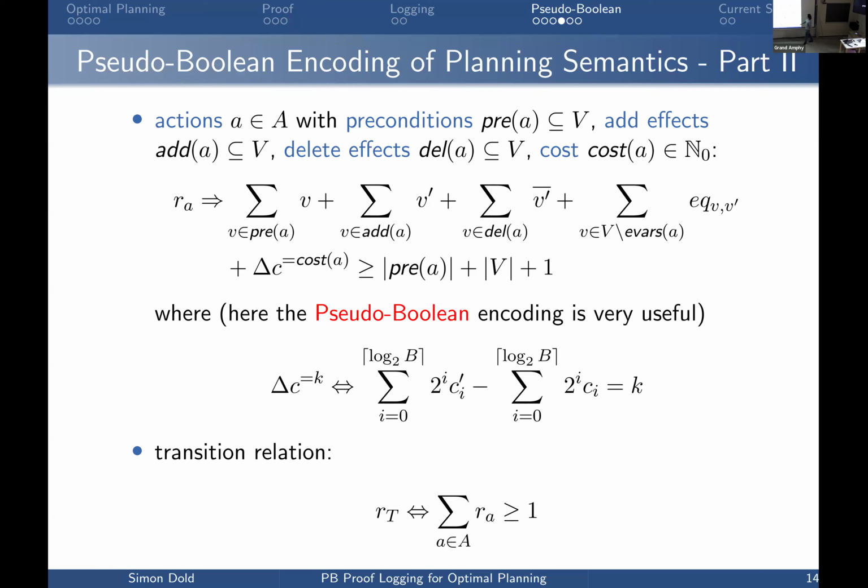And in the end, after I did this for all the actions, I'm having one variable that represents that I am doing a legal transition. And I'm doing a legal transition if one of the actions is applied.